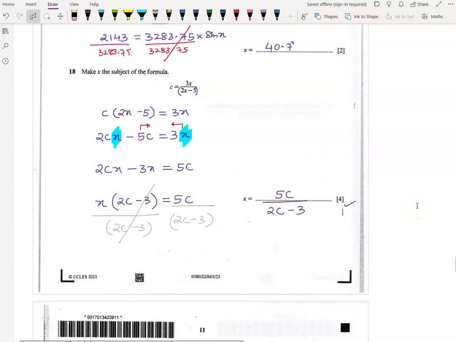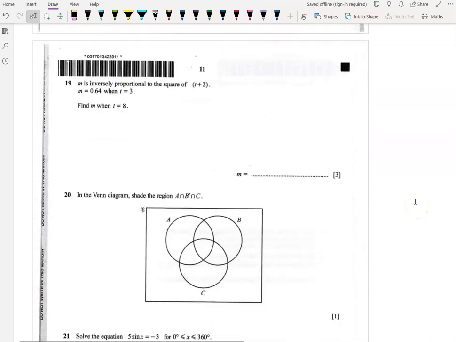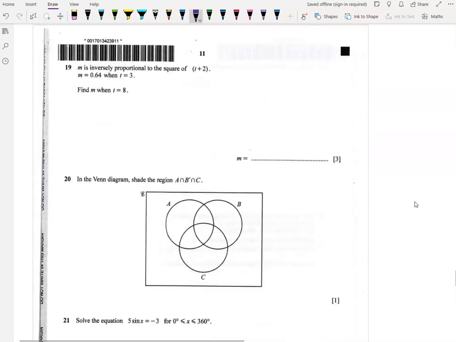Okay, moving to the next question. M is inversely proportional to the square of t plus 2. Value of m and t is given. Find m when t equal to 8. Okay, so m is inversely proportional, so it will be 1 upon square of t plus 2, so t plus 2 whole square. When you write as an equation, it will become m equal to a constant over t plus 2 whole square.